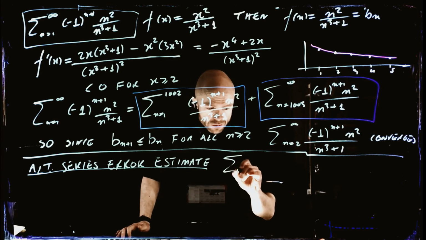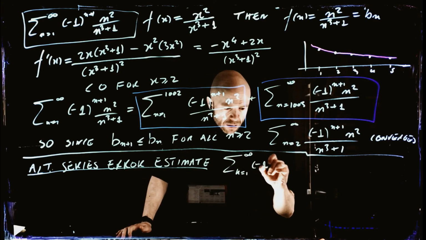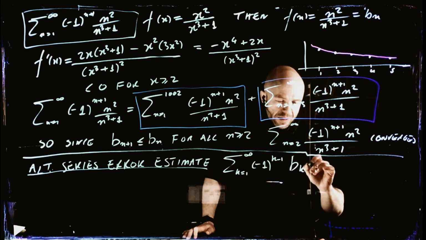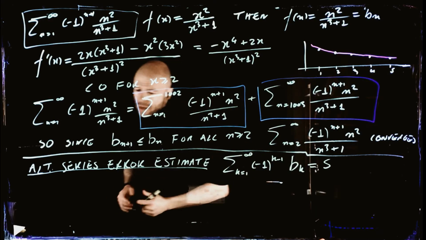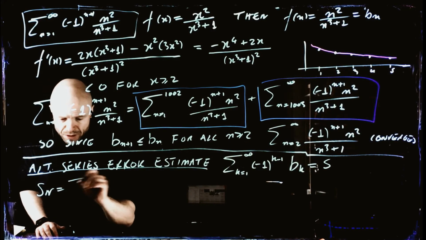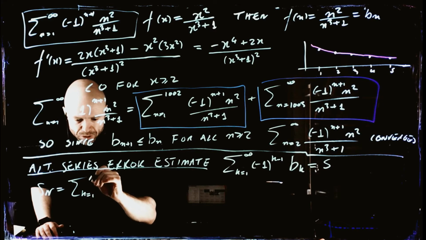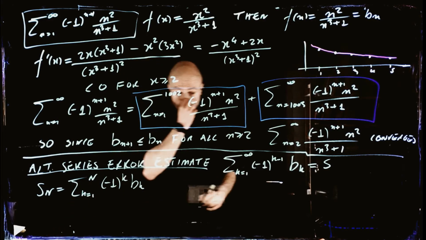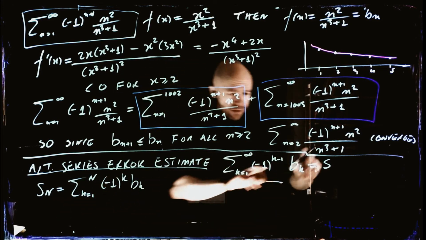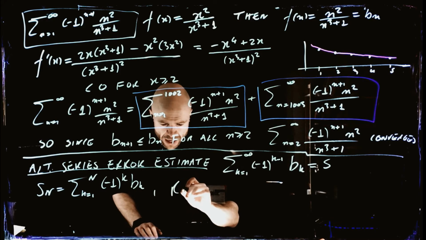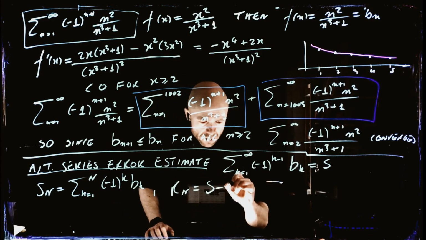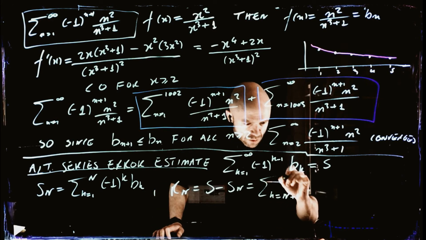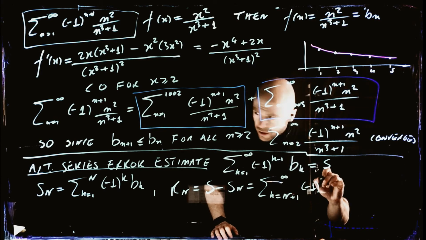This is what an alternating series is. We have the sum from k equals 1 to infinity of (-1)^(k-1) b_k. This is what we're going to call S, the actual answer. And the partial sum, S_N, is the sum from k equals 1 up to capital N of (-1)^(k-1) b_k. And then we want to see how close this thing is to the actual answer. That's called the remainder. R_N is the actual answer minus the Nth partial sum, and that's the same as summing from k equals capital N plus 1 to infinity.